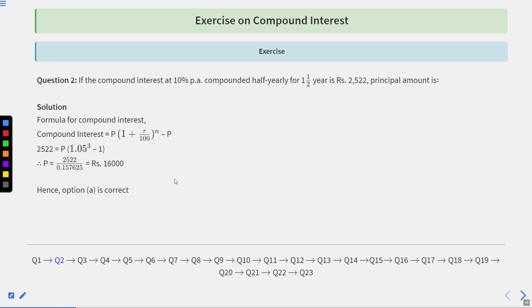The formula for compound interest is compound interest equal to P times (1 plus R upon 100) to the power n minus P. Now substitute the values. You will have 2522 equal to P times ((1.05) whole cube minus 1). When you simplify this, you will have P equal to 16,000. The correct option here is option A.